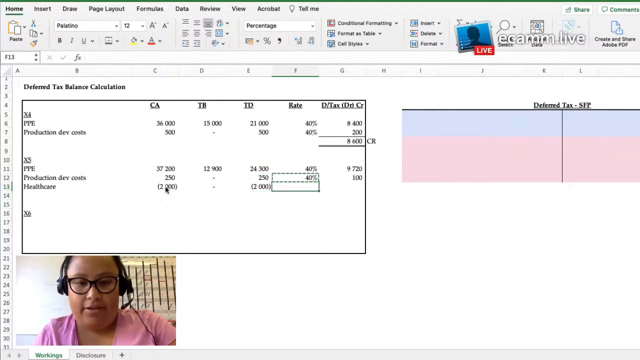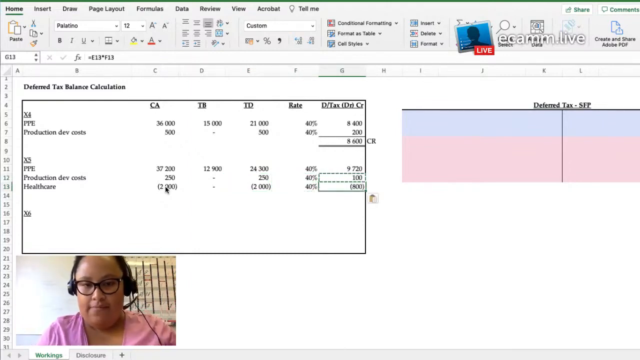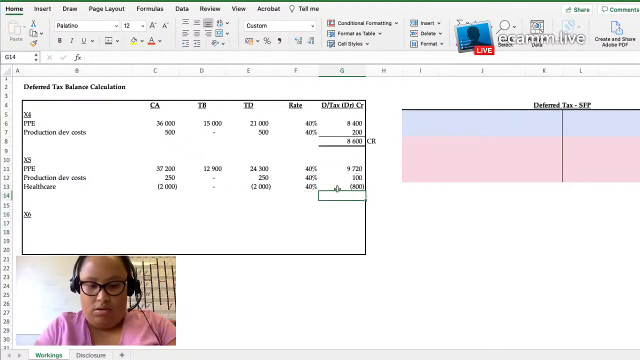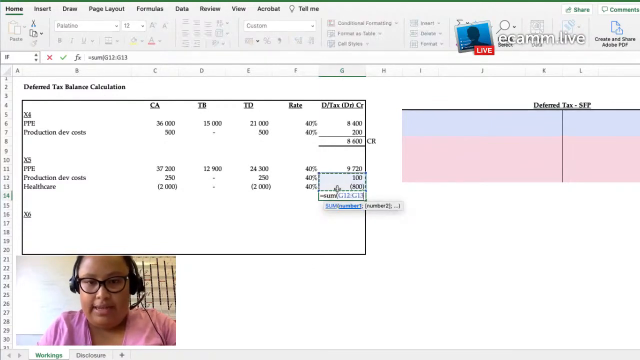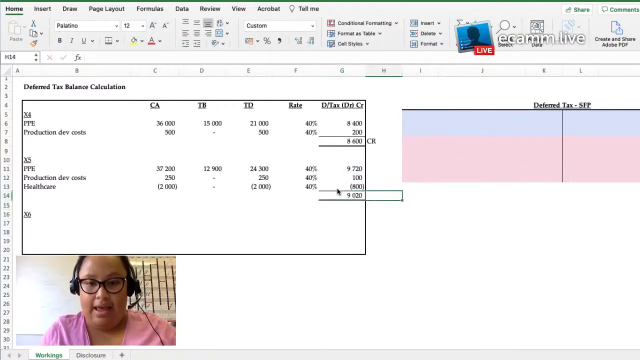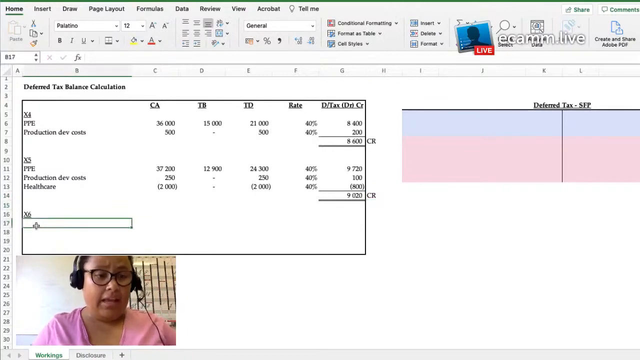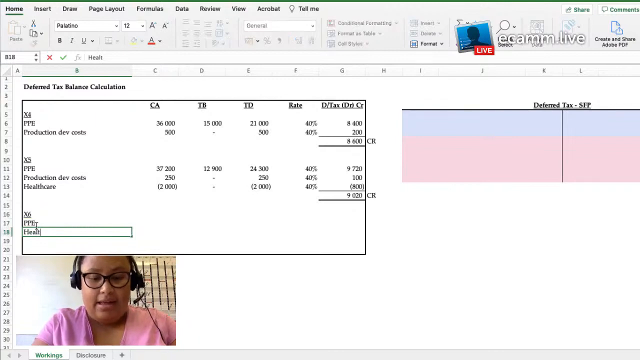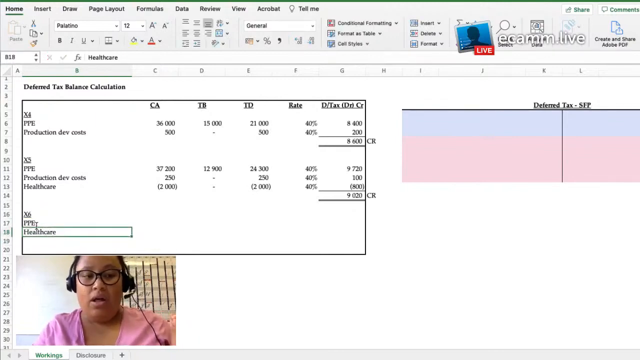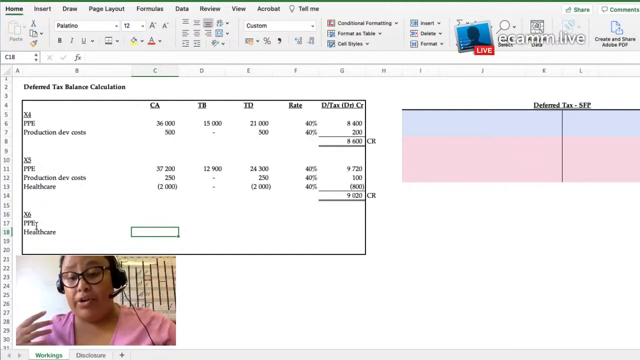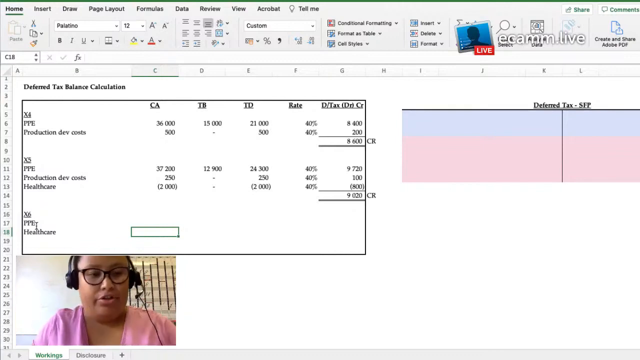Awesome stuff. Okay, so that gives us our deferred tax over there, and that again is a liability. Okay, we have a liability at the end of X5. Okay, then in X6, we only have two things that give rise to deferred tax. So it's the PPE and it's the healthcare benefits. Now, the production costs, those have been fully amortized. So at the end of the year, there's no carrying amount for the production costs. So there's no deferred tax.